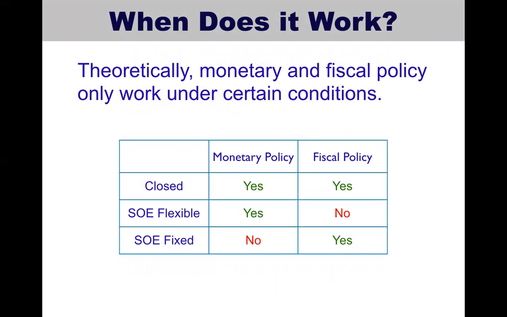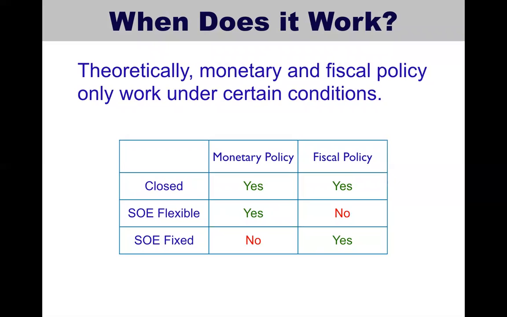So again, we see our table, which summarizes the results of what we just went through. We see that in general, things work. However, monetary policy with a fixed exchange rate does not work. Remember, this was because the central bank has to choose, am I going to control the money supply or am I going to control the exchange rate? They must choose. They can't do both.